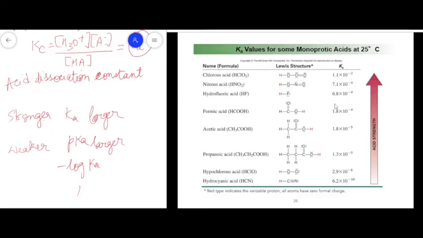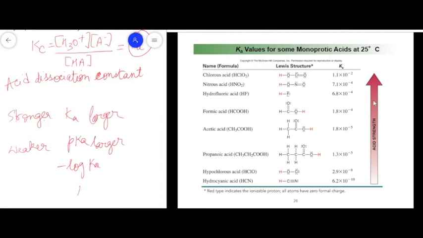For instance, here are some of the Ka values for some of the weak acids. For instance, we have formic acid, acetic acid right here, hypochlorous acid. All of these acids, you actually do not see the strong acids that were shown to you in the previous slide. So if you don't see a strong acid that you have memorized, that means that it's a weak acid. You can see here are the Ka values, and you can see the acid strength is increasing from bottom to top. Why? Because the Ka values are increasing from bottom to top. Higher the Ka value, higher is the strength of the acid.